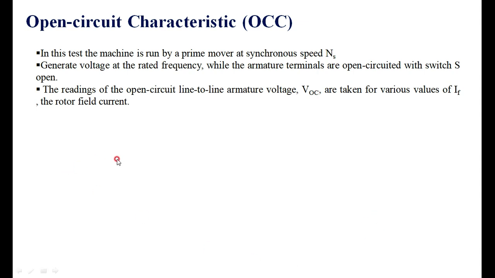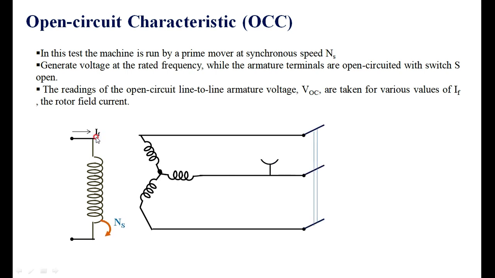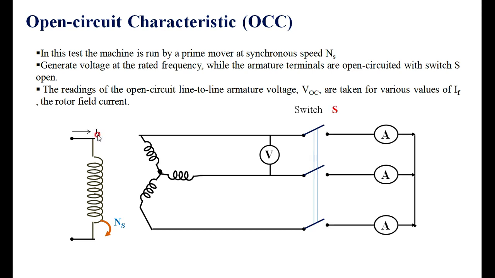The circuit setup for the open circuit characteristics is this: we have an alternator, represented by a three phase winding. Then we have a field winding, represented by a winding, and I have shown here the field current, which you can vary. You have to know about the generated voltage. You have a field winding and an armature. The field in the case of the alternator is rotating with a synchronous speed. Then we have a switch, a voltmeter, and switch S, and there is another setup for conducting the short circuit test.